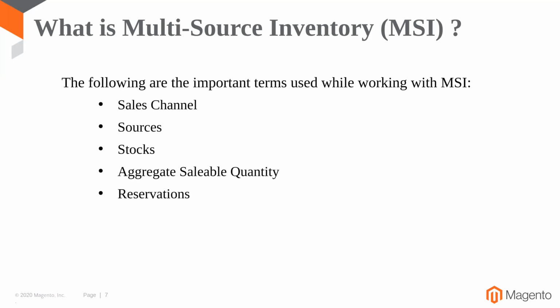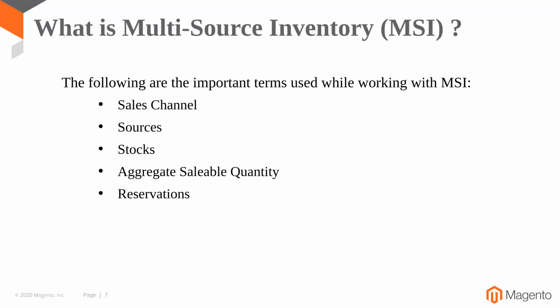These are some basic, important terms you will be using while working with the MSI. First we'll see what a sales channel is. A sales channel is where a merchant can sell their actual product. Sales channels are currently limited to websites. Then we have sources. Any location with available stock and capable of order fulfillment can be considered a source. These locations include warehouses, brick and mortar stores, distribution centers, and dropshippers as well.